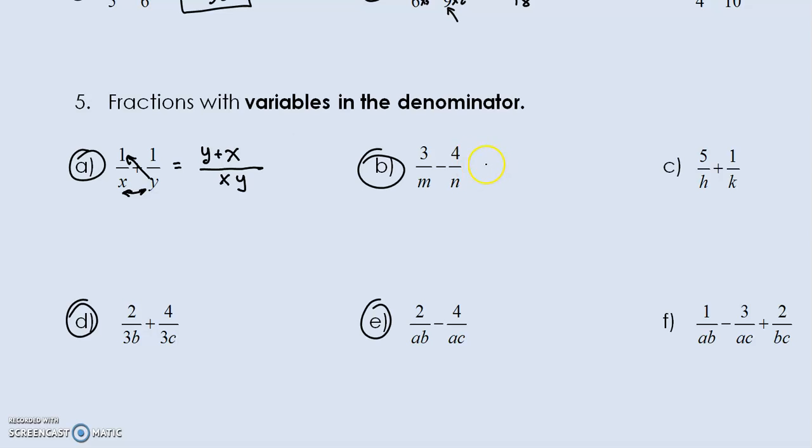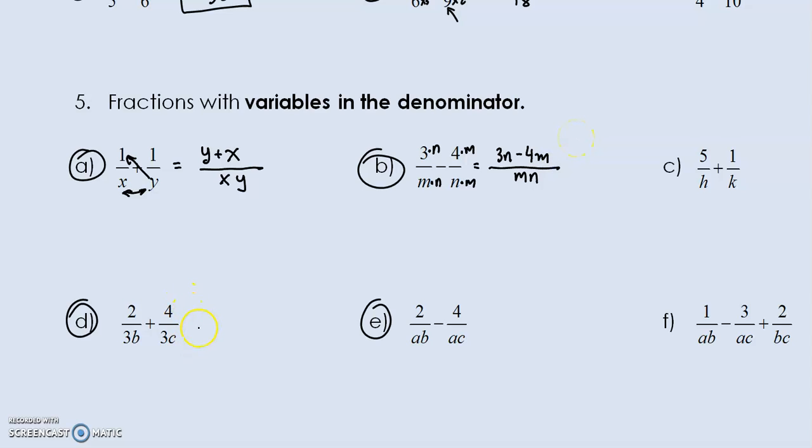Letter B, same deal. My common denominator is mn. And this time I'm not going to use the trick. I'm just going to show you what happens. I would be multiplying the first fraction by n, top and bottom, and I would be multiplying the second fraction by m, top and bottom. And that's going to give me 3n minus 4m.